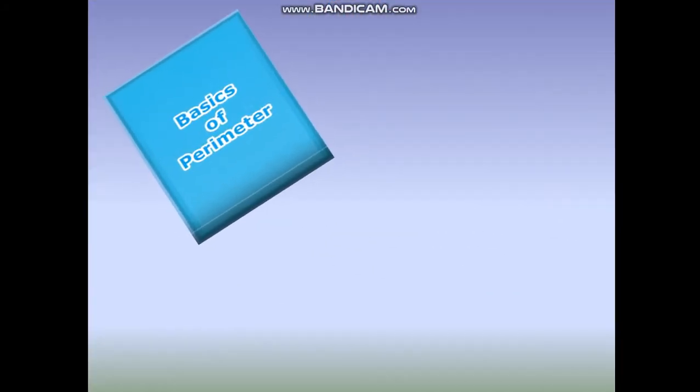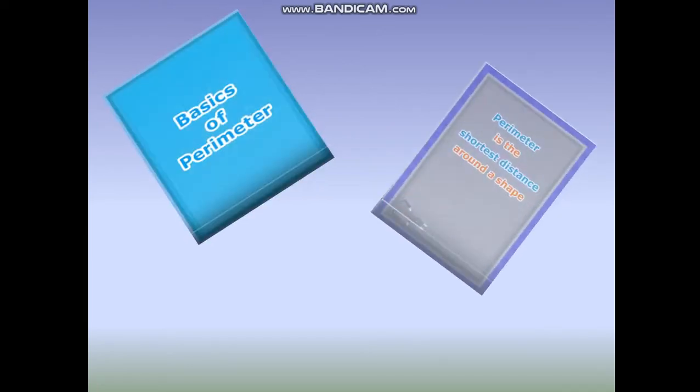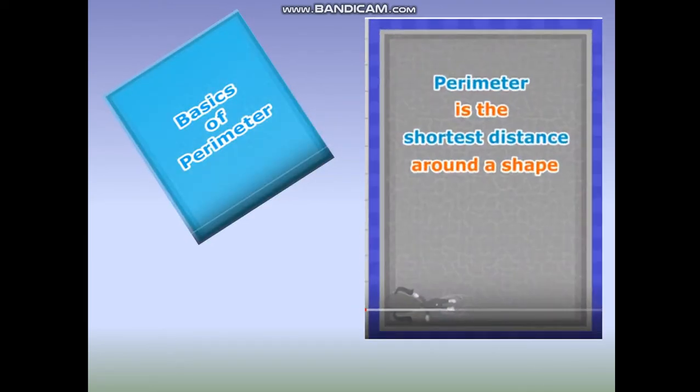Let's revise the basics of the perimeter. Perimeter is the shortest distance around the shape. Do you observe the blue distance around this swimming pool? We call it perimeter. So perimeter is adding the total distance around the shape.